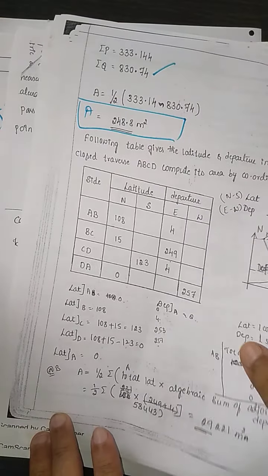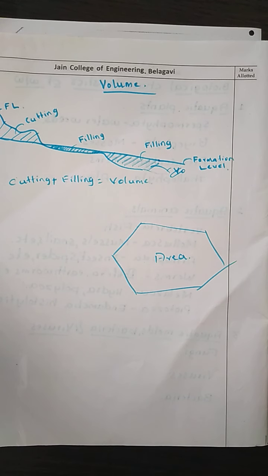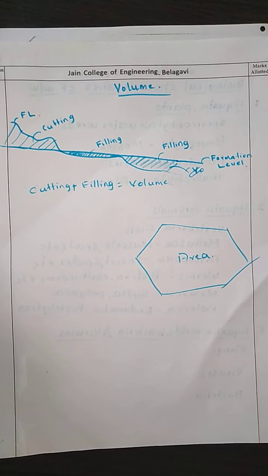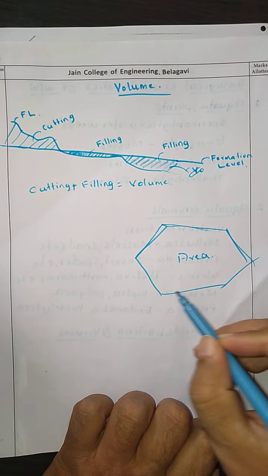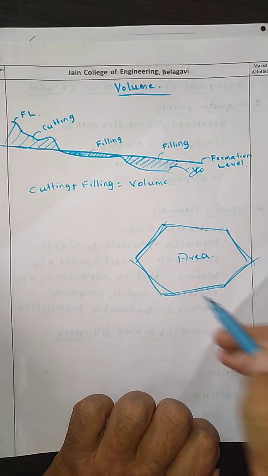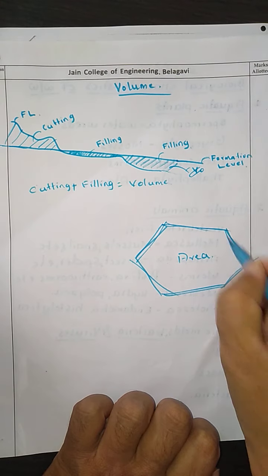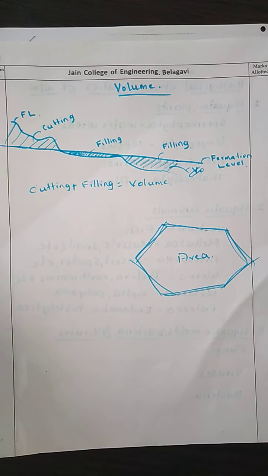Now what we will do is we will be solving the problem based upon the volume. Now we will be entering into the next topic of module 5, that is nothing but the volume. In the previous classes we have calculated the area, that is only the area, by using mid ordinate, average ordinate or prismoidal rule, right? Now what we are going to calculate in the next aspect is our volume.